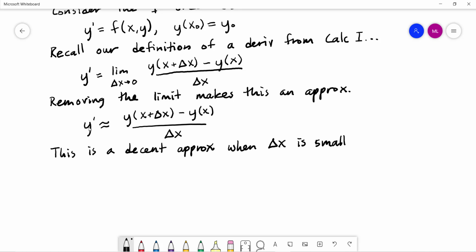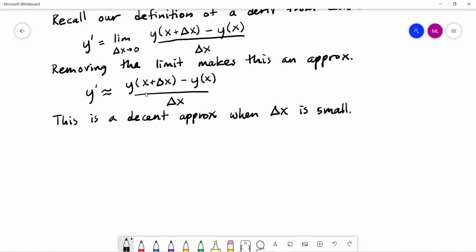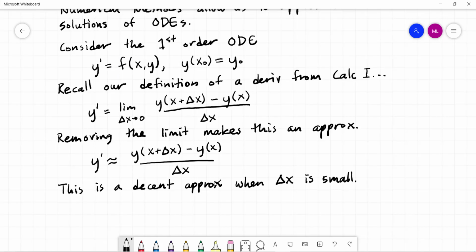How small? Well, that kind of depends on how steep the curve is, all these various things. So we'll just say generically, it's going to be good when delta x is small. We're going to use this approximation. So what I'm going to say is, instead of solving the differential equation the way that we have it set up here, I'm going to solve this differential equation, or approximate the solution to this differential equation, by replacing the y prime term with this approximation.